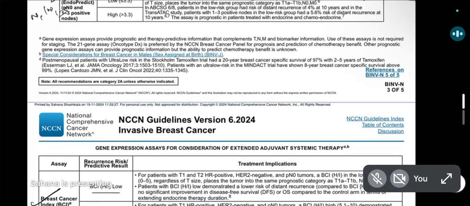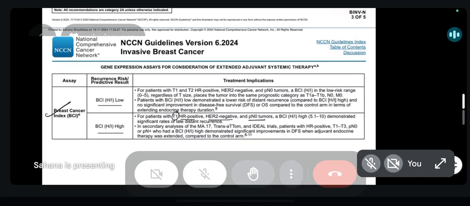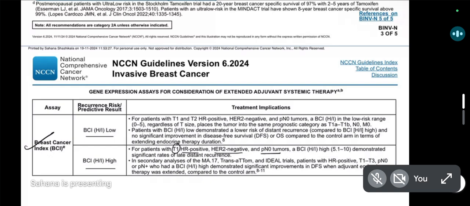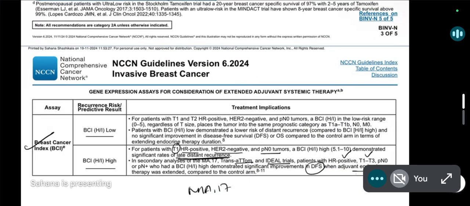Correct. Okay. BCI is both prognostic and predictive because it will dictate extension of your endocrine therapy. In high risk, for patients with T1, hormone positive, HER2 negative with N0, BCI high scores rates demonstrate significant late recurrences. So the secondary analysis of MA.17, ATOM trial, IDEAL trials, said that for hormone positive T1, T3, N0 or N plus with high BCI, there is significant improvement in DFS in extended endocrine therapy compared to control arm.